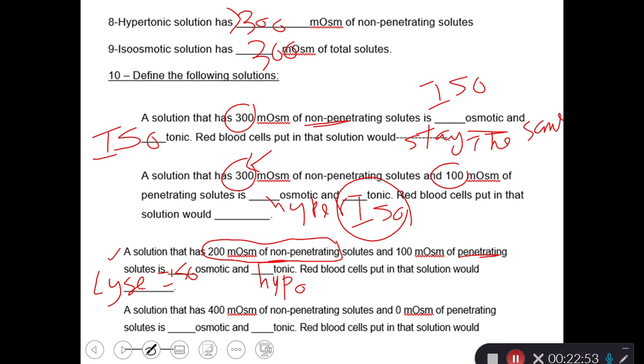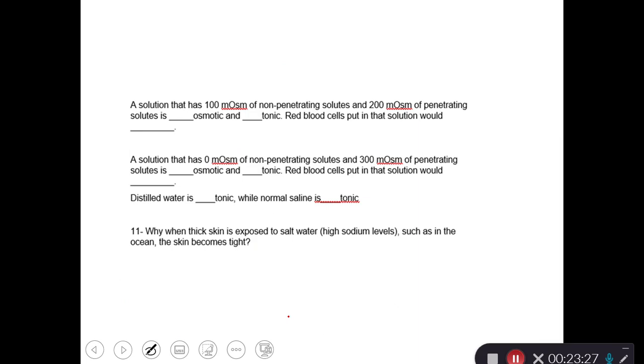Water enters the cells. Okay, a solution that has 400 milliosmoles of non-penetrating and 0 penetrating. So my total is 400. This means this is hyperosmotic and it is also hypertonic since the molecules are non-penetrating. And if you put the cell in such a solution, the cells would shrink because water leaves the cell to the hypertonic solution outside.